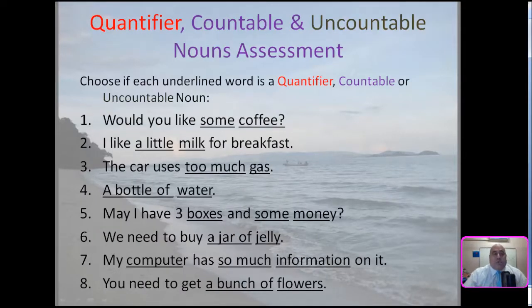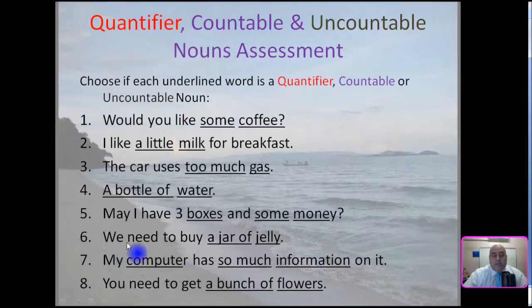Here's our assessment for quantifier, countable, and uncountable nouns. Choose if each underlined word is a quantifier, countable, or uncountable noun. I'll read the sentences for you. Number 1, would you like some coffee? Number 2, I like a little milk for breakfast. Number 3, the car uses too much gas. Number 4, a bottle of water. Number 5, may I have 3 boxes and some money?